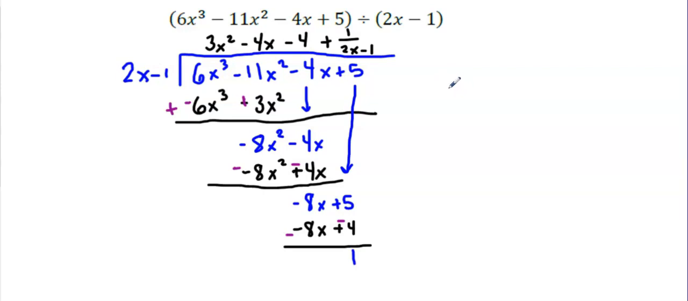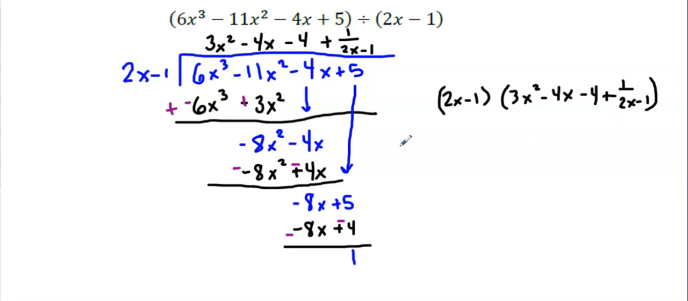I can also write my answer as 2x minus 1 times 3x squared minus 4x minus 4 plus 1 over 2x minus 1. And then as 2x minus 1 times 3x squared minus 4x minus 4 plus 1. Both of these expressions are equivalent to the 6x cubed minus 11x squared minus 4x plus 5.